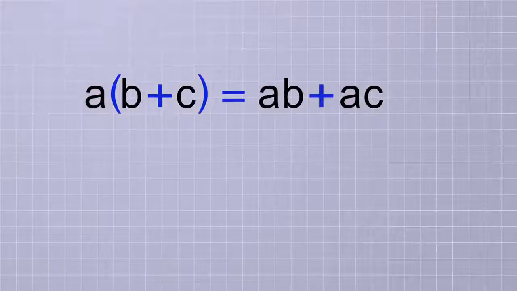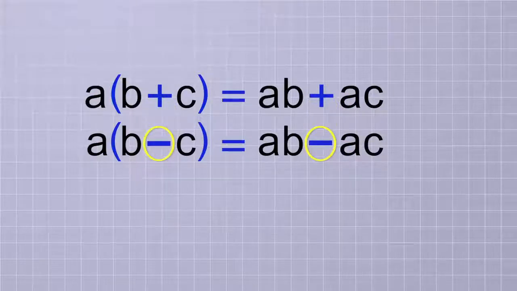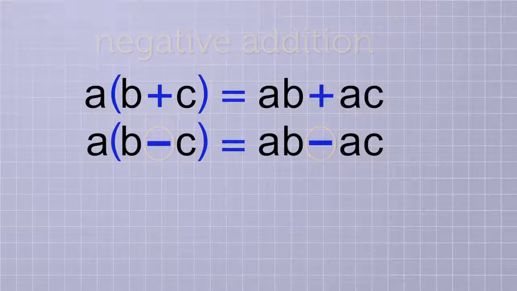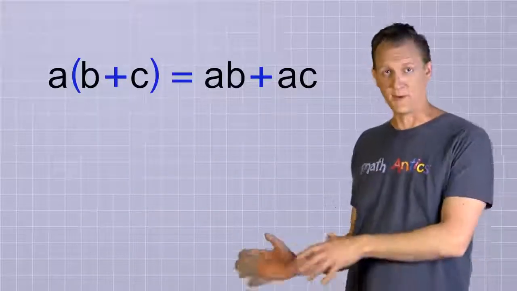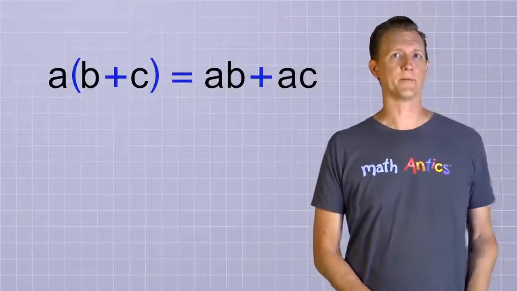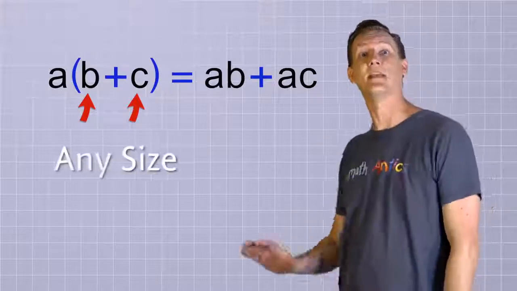And even though this pattern is usually shown with addition in the group, remember that it also works for subtraction, since subtraction is the same as negative addition. But the distributive property does not apply to group members that are being multiplied or divided. Okay, so this is the basic pattern of the distributive property. It's usually just shown with 2 members in the group, but remember that it works for groups of any size.